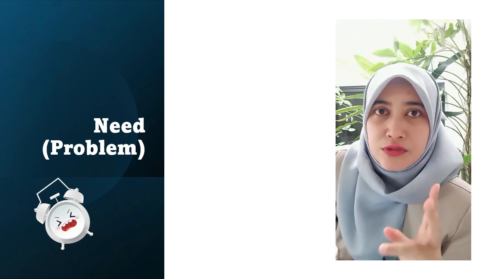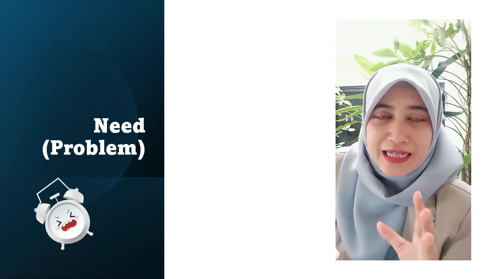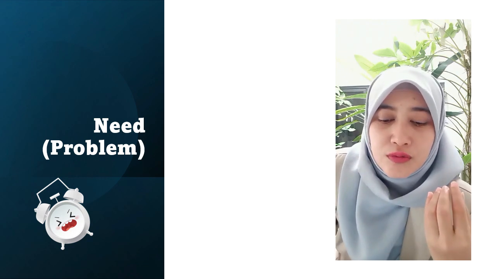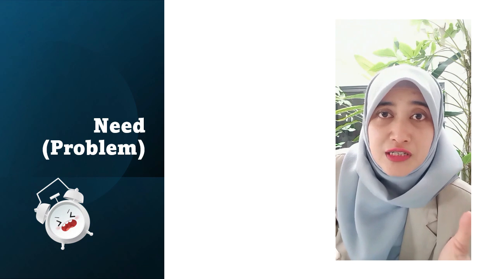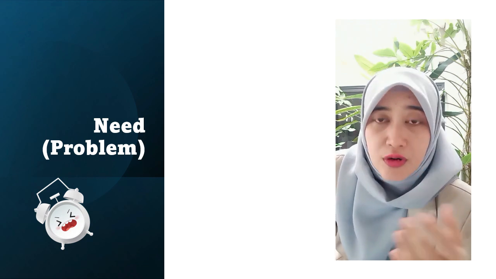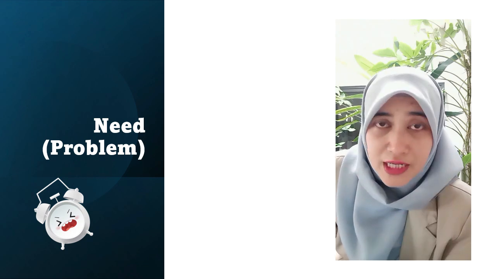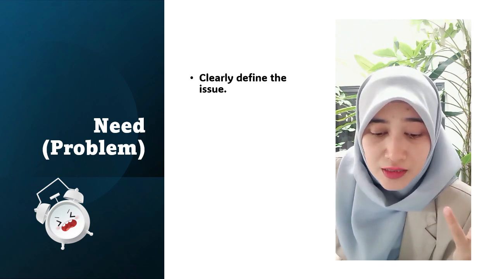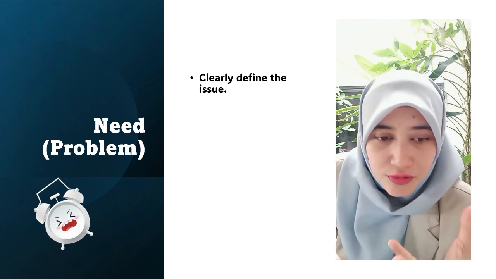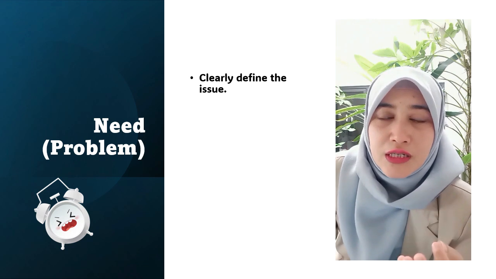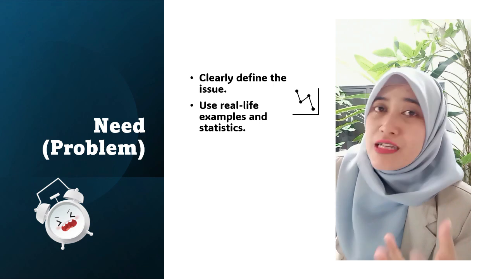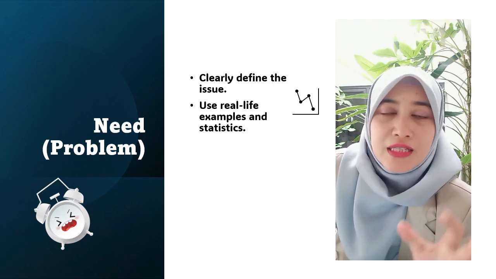The next thing that you should do is to describe clearly, vividly, the problems at hand, the problems that you are going to convince your audience exist and are related to them. So make sure that you define and vividly describe the issue, and then to convince that the issue is real, give real life examples. Also, statistics, numbers, it always helps to convince people that something is real.